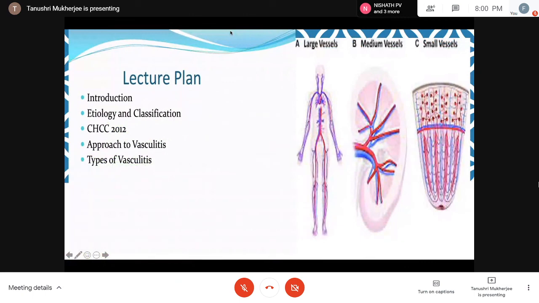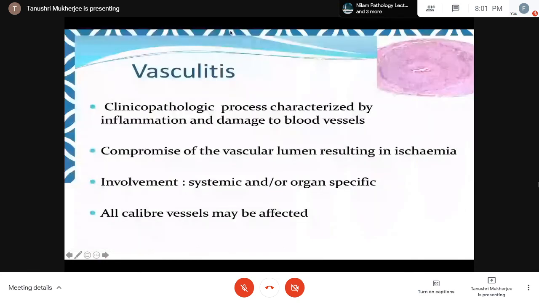So the introduction to vasculitis, the etiology and pathogenesis and the classification, the types, and then I will touch upon the vascular hyperreactivity, in which mainly I will describe the Raynaud's phenomenon. So vasculitis is a clinico-pathological process characterized by inflammation and damage to the blood vessels, which results in compromise of the vascular lumen, resulting in ischemia. The involvement could be systemic or organ-specific, and small, medium, and large-sized vessels, basically all caliber vessels, may be affected.